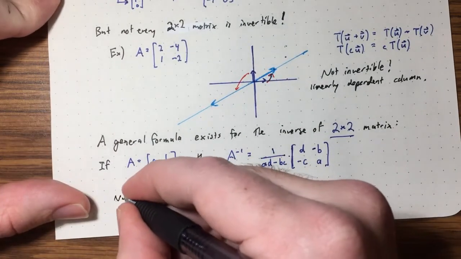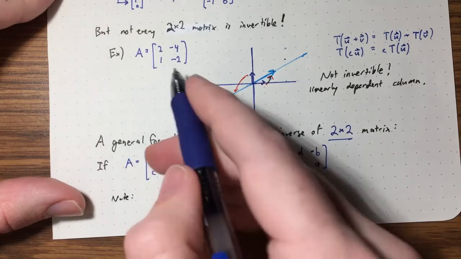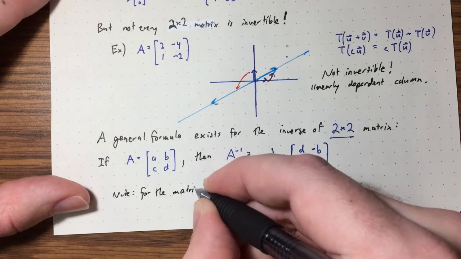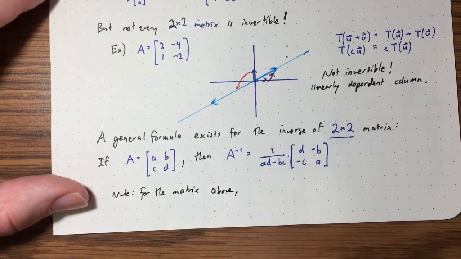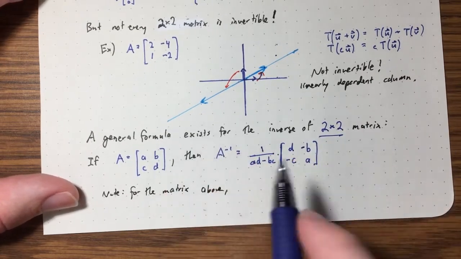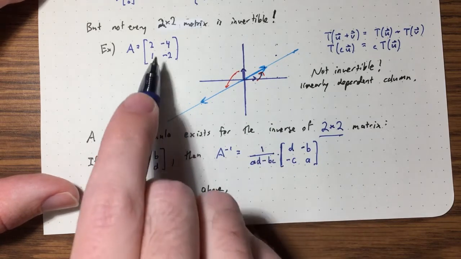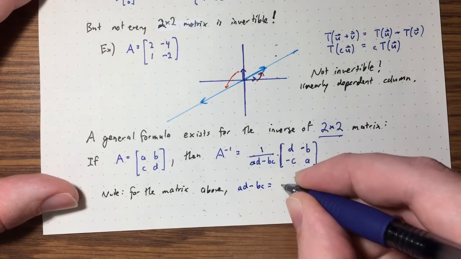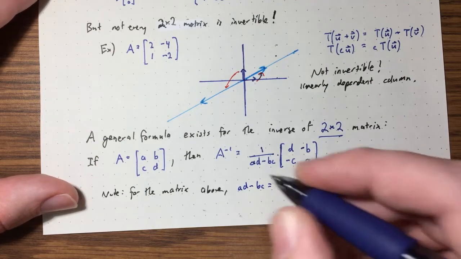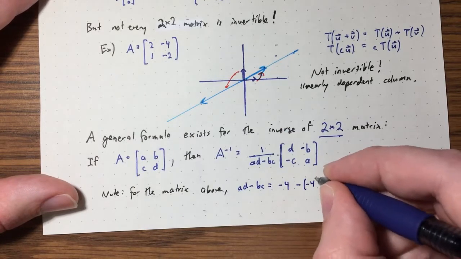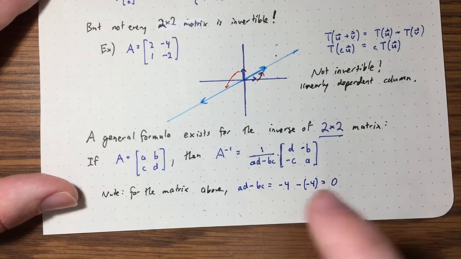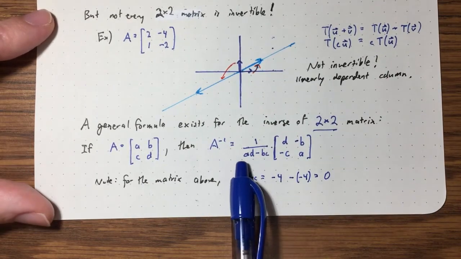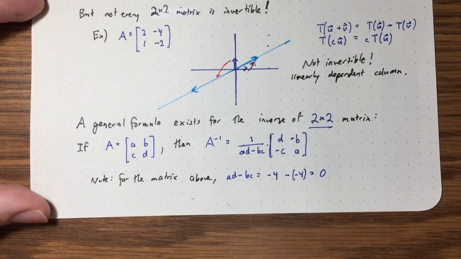Well, for the matrix above, what if we plug it in? This part is fine, but what is 1 over AD minus BC? AD minus BC is 2 times negative 2, which is minus 4. And we have minus negative 4 times 1, which is another minus 4. So minus 4 plus 4, which is 0. We can't divide by 0, right? So this formula doesn't work. This formula only works if AD minus BC is not equal to 0. Okay?